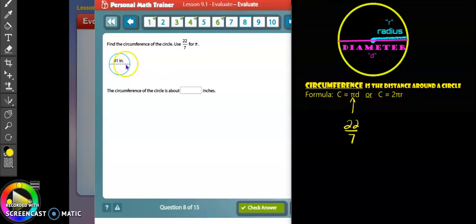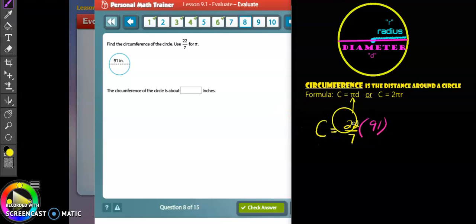This is a diameter. It goes all the way through the circle. So this is just like over here. It's all the way through the diameter. So 91 is your diameter. So we have to take 91. We're going to multiply these two things. And this is going to help us find the circumference.